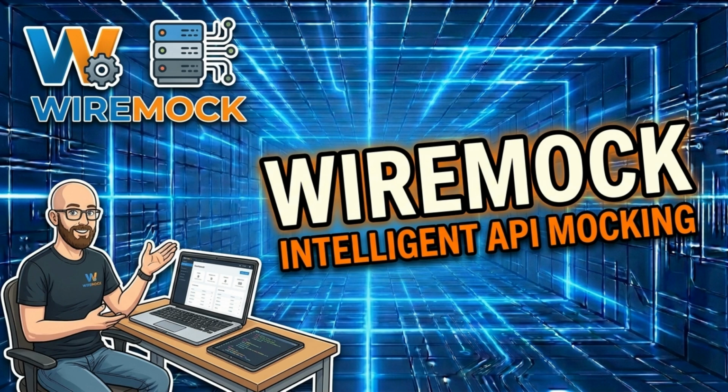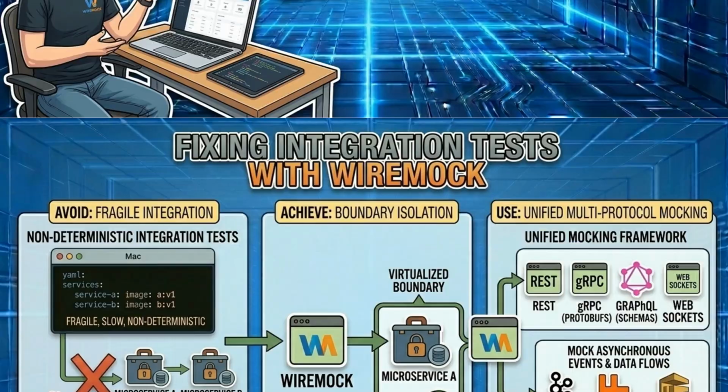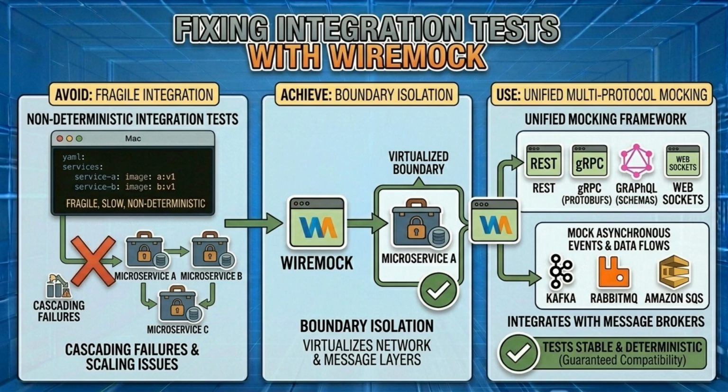To fix fragile, slow, and non-deterministic integration tests in scaling microservices, you must virtualize your network and message layers. You can achieve this boundary isolation by using WireMock. While historically known for REST virtualization, WireMock has evolved into a multi-protocol ecosystem. Through modular extensions and native updates, it supports mocking gRPC protocol buffers, GraphQL schemas, and WebSockets alongside standard HTTP endpoints.